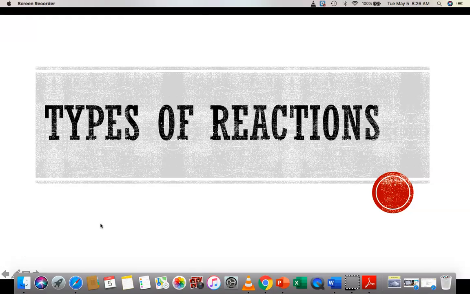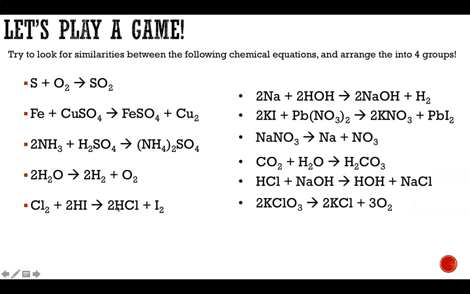Last week we were focused on how to write out reactions as chemical equations in both word form and balanced equation form. Now we're going to look at what different types of reactions we actually have and how we can classify those based on their reactants and products. So we're going to start with a little game.